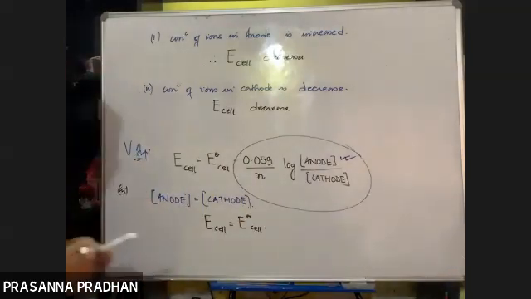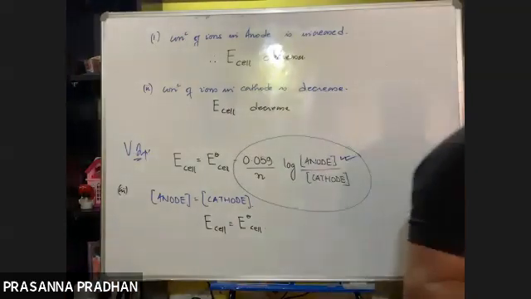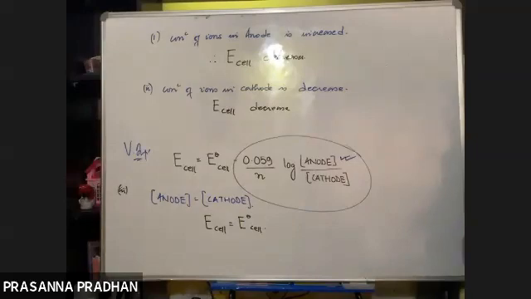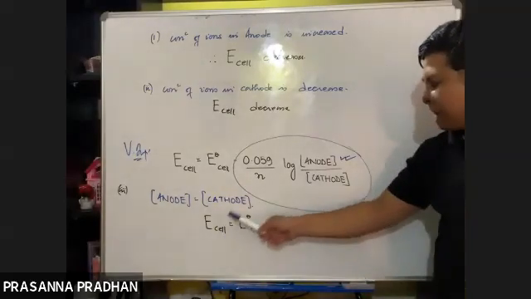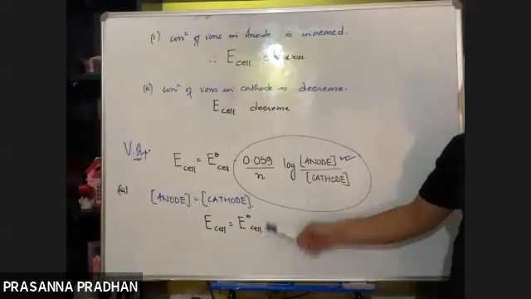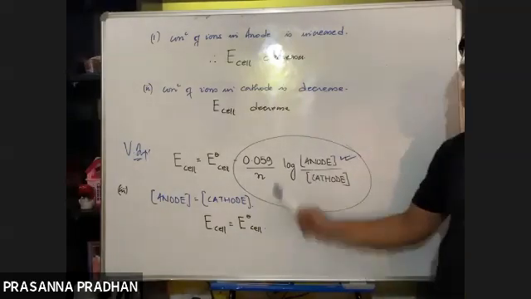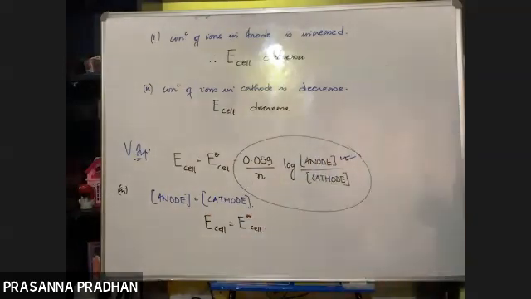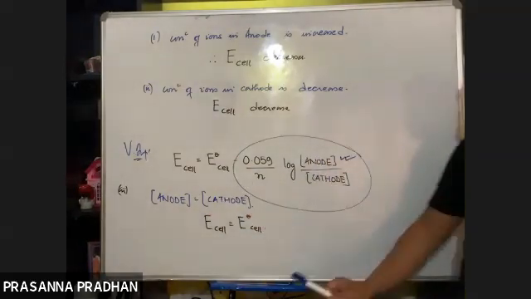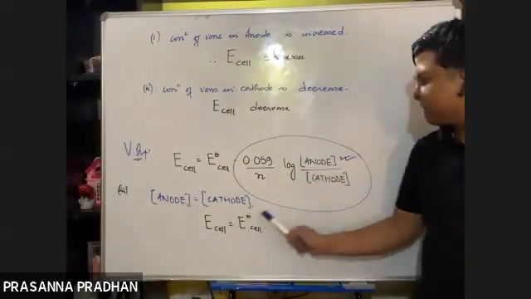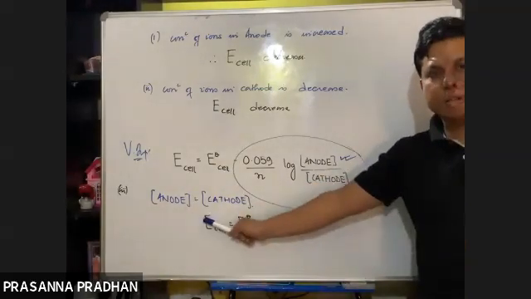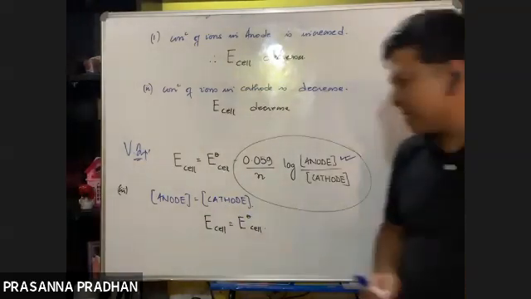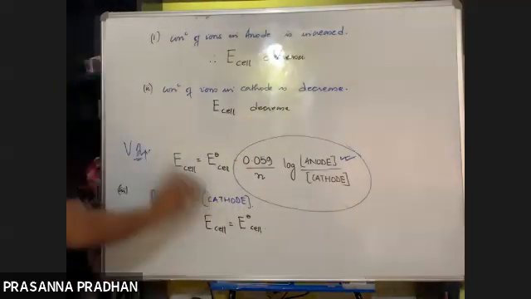So one question: can E cell become equal to E naught cell? Can the cell potential be equal to the standard cell potential? Yes, it can. This happens when the concentration of ions in the anode and cathode compartments are equal. Then the cell potential becomes equal to the standard cell potential. So I think these things are understood now.